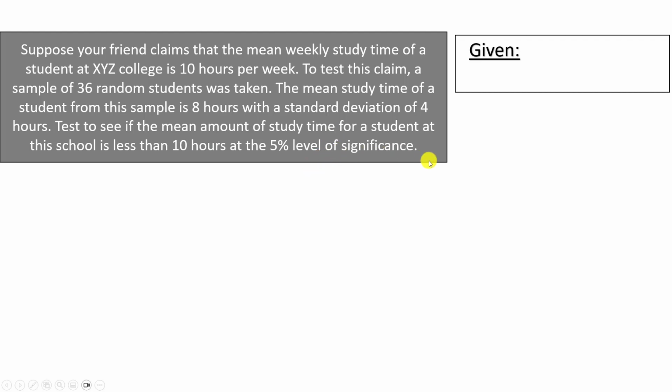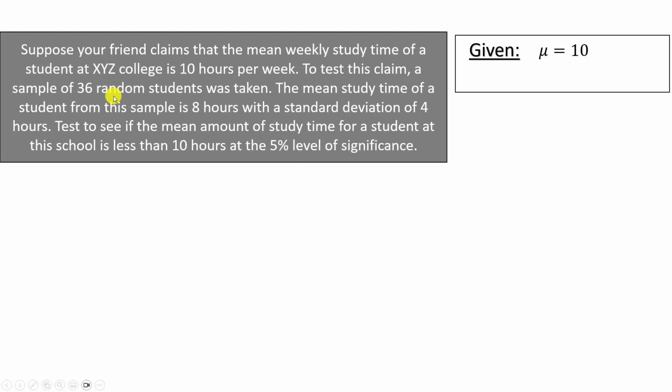So the very first thing you should do, even before the hypotheses, is just write down some of the given information. Now, the first thing that this problem says is that your friend says that the mean weekly study time for a student at this college is 10 hours per week. Now, we're going to take that to be the population mean. We don't actually know that that is the population mean, but this is kind of what we're testing against. So we're going to state that as our population mean, and then later we're going to be setting up our hypotheses and challenging this claim with an alternative hypothesis.